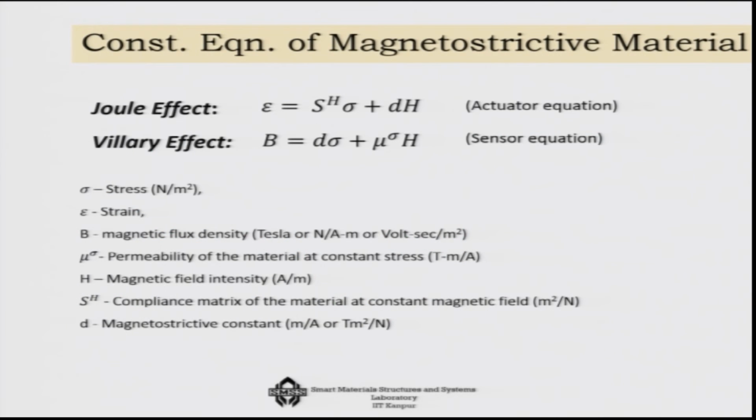If I now come to the constitutive equations of magnetostrictive material, 2 of them that I have chosen are the Joule effect and the Villari effect. The Joule effect, which we call the actuator equation, says that if I apply the magnetic field, I am going to get strain. Remember, as usual, if I apply stress, I am going to see strain, and that is not smart behavior, that is just how any material would behave. But if I apply a magnetic field and get an actuation strain, that is what is important, and that is used in actuators.